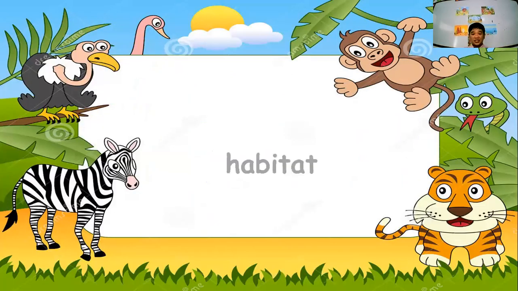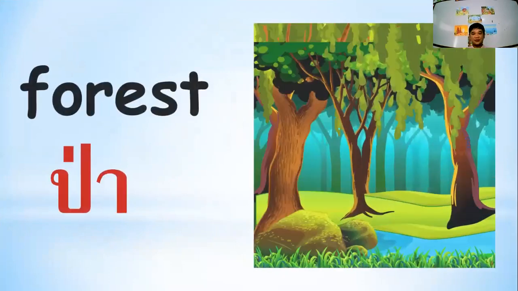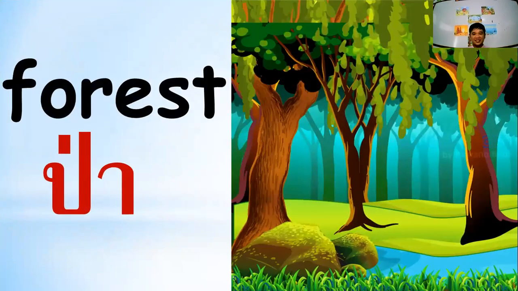So that's it. Let's have the review before we end our lesson. Everybody say habitat. Habitat. Okay, so when we say habitat, again, this is the particular name for the homes of different animals. Next we have forest. All right. Some people say it's a jungle. Some people say it's a forest.